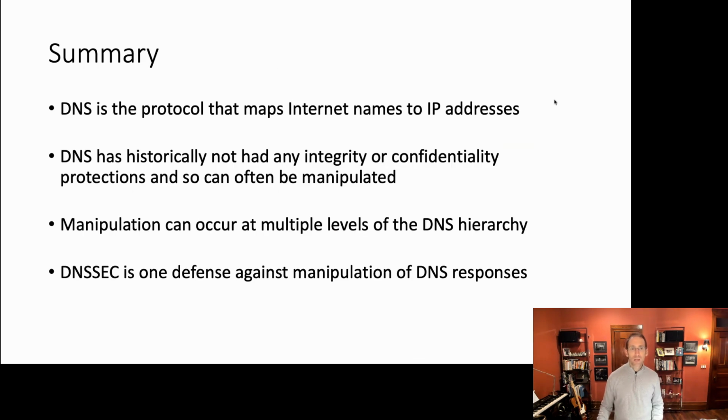In summary, DNS is the protocol and system that maps internet names to IP addresses. DNS has historically not had any integrity or confidentiality protections, and so it can often be manipulated, and it is a common tool for internet censorship. Manipulation can occur at multiple levels of the DNS hierarchy. Manipulation can occur at the client's local recursive resolver or at higher levels of the name server hierarchy. DNSSEC is one defense against manipulation of DNS responses.